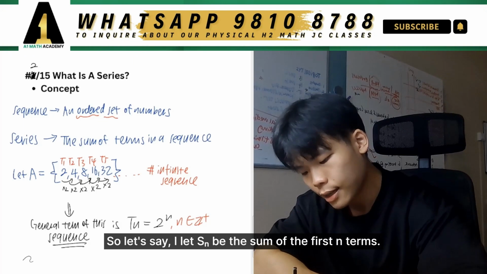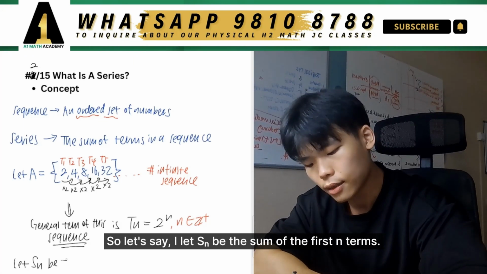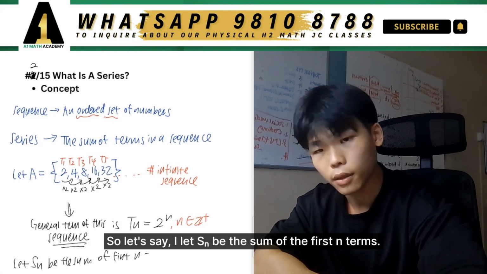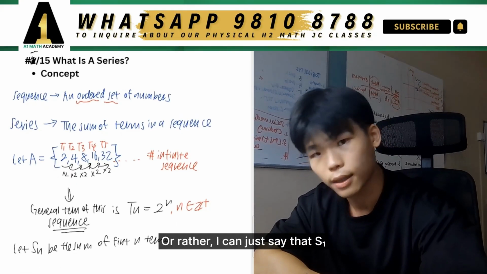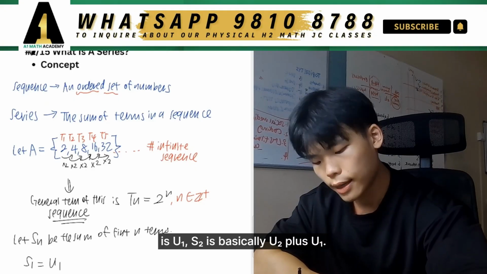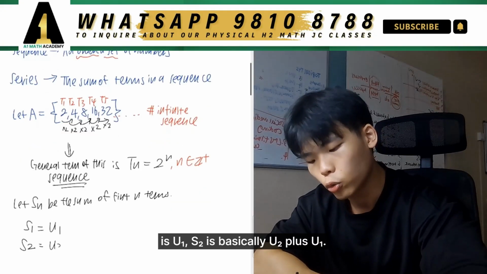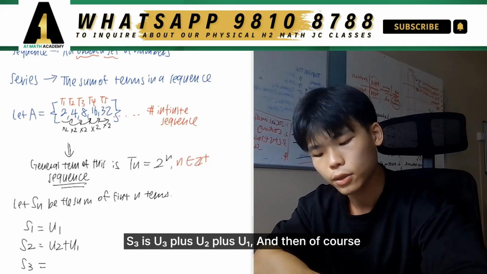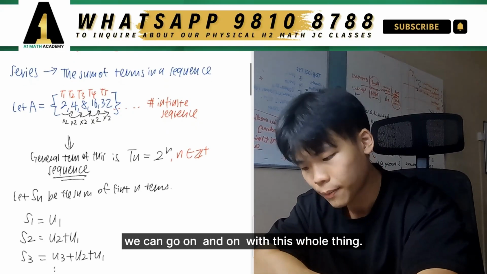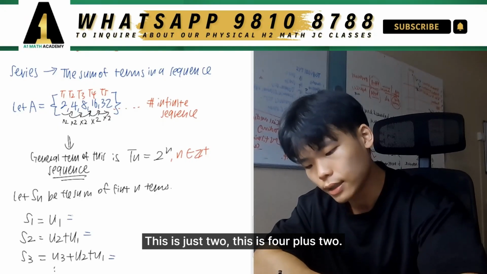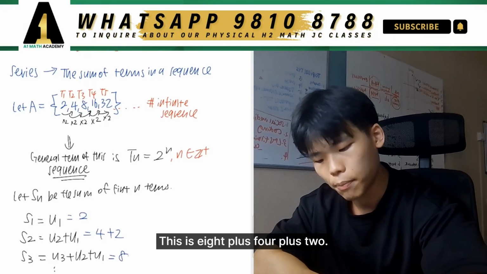Let's say I let Sn be the sum of the first n terms. So S1 is just U1. S2 is basically U2 plus U1. S3 is U3 plus U2 plus U1. And of course, we can go on and on with this. So this over here is just 2. This is 4 plus 2. This is 8 plus 4 plus 2.